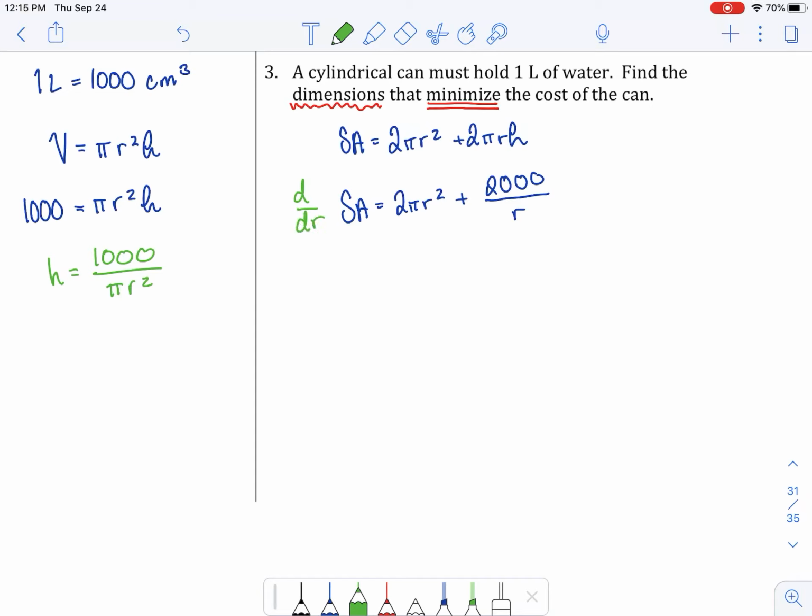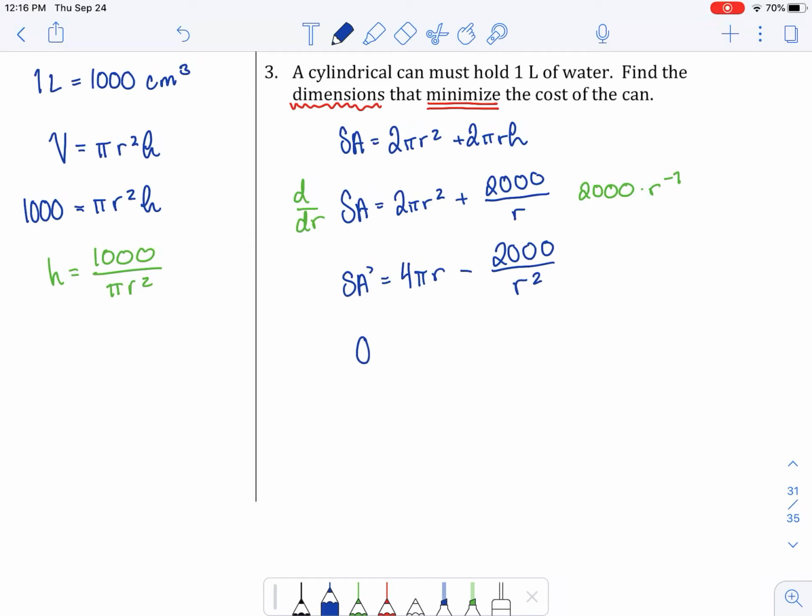Now I will take the derivative in terms of r of both sides. So I end up with surface area prime is equal to 4 pi r minus 2,000 over r squared. And you can do that using the quotient rule, or the way I thought of this as 2,000 times r to the -1 and use the power rule. Either way works just fine.